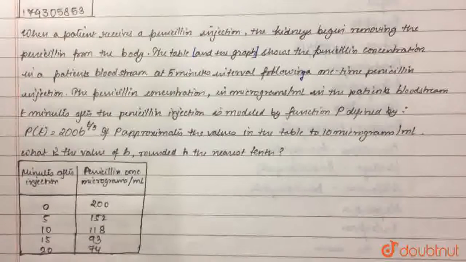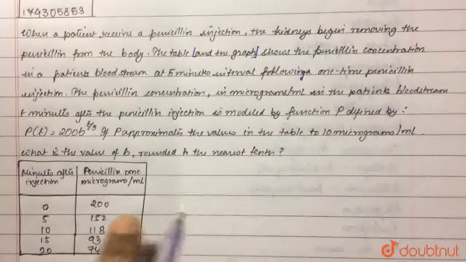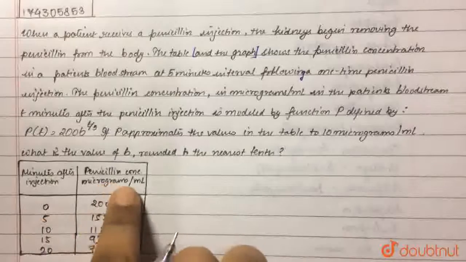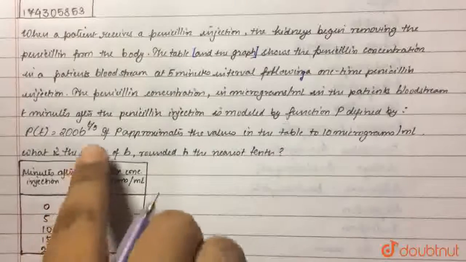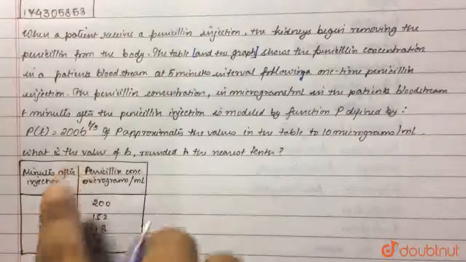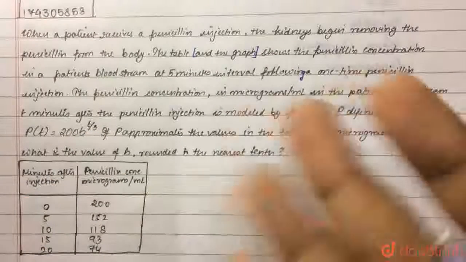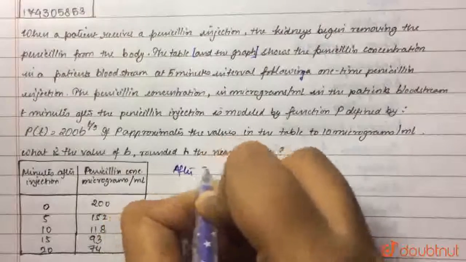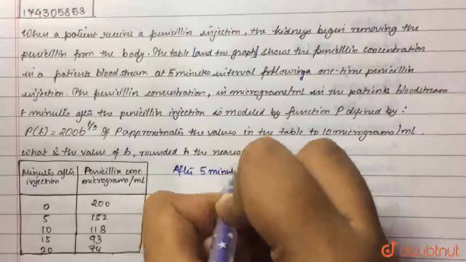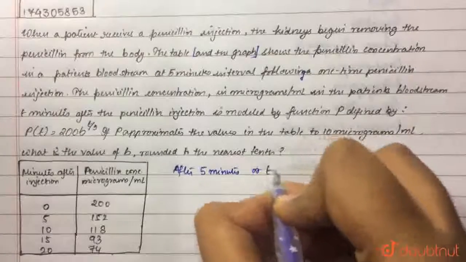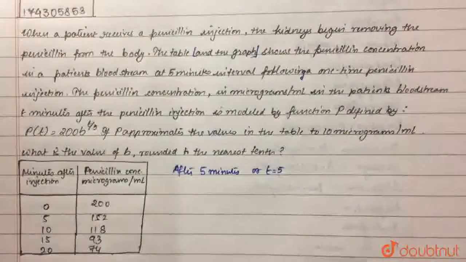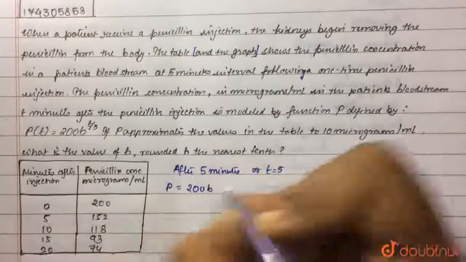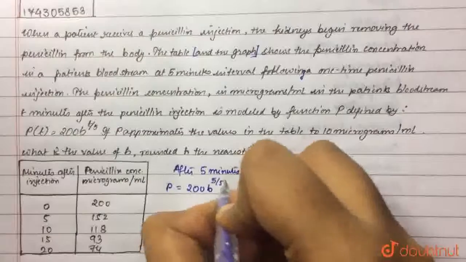All right, you can choose any particular row from this given table. Now I will be choosing penicillin concentration after 5 minutes. Why? Because you can see the denominator of t is 5, so 5 by 5 will be cancelled, so it will be easier for calculation, right? So let's see after 5 minutes, or you can also write this as t equals to 5, right? So write p will be equal to 200b to the power of 5 by 5. So that is simply 1.